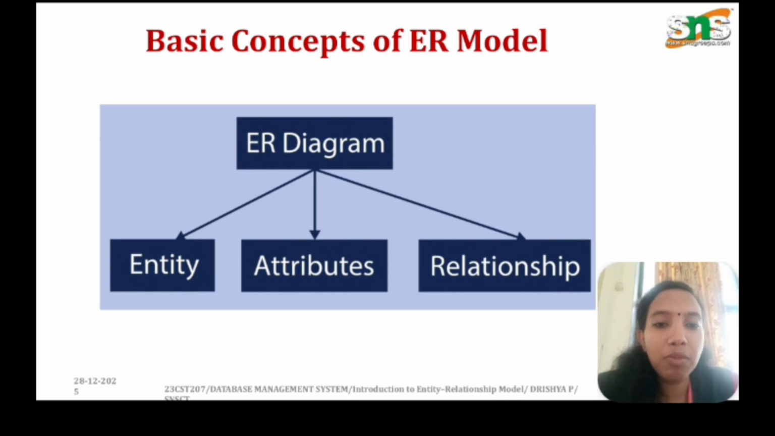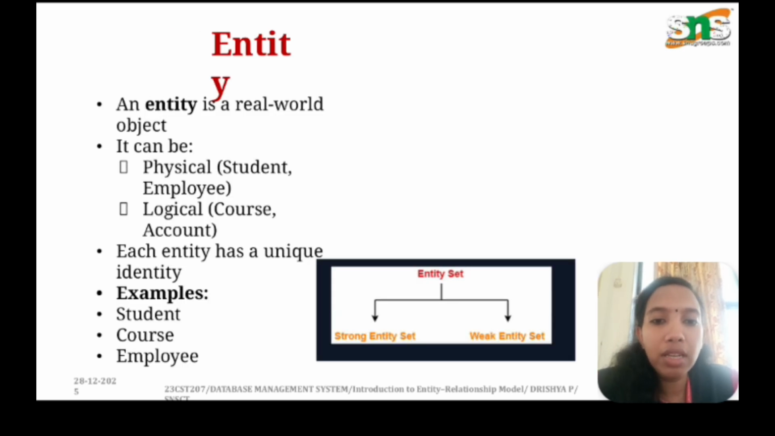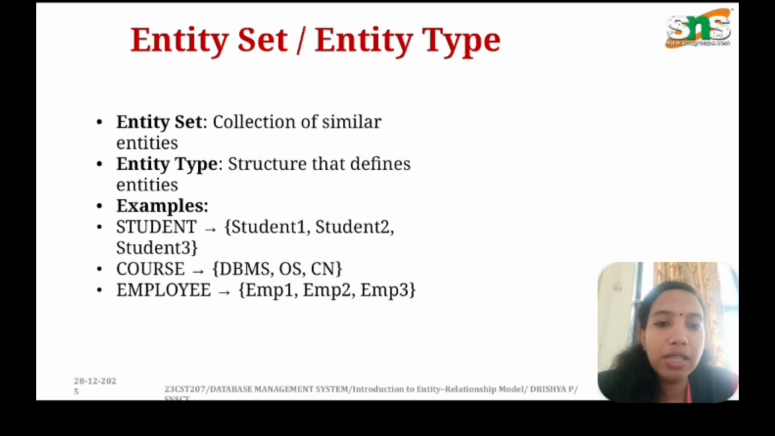The basic ER model concepts are entity, attributes and relationship. It is already explained. An entity is a real world object. An attribute is a property of the entity, and a relationship is the connection between entities. The entity is a real world object, already discussed. It can be physical or logical. Each entity has a unique identity, such as student, course, employee.